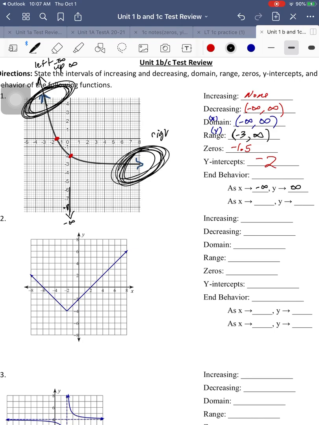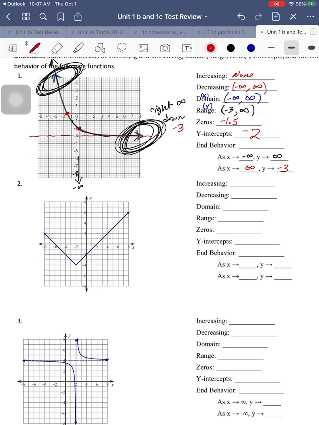Now looking at the right side of the graph, which two directions is it going? It's going right, and if you follow it from left to right, it's going down. How far right will it go? It's going to go to positive infinity. How low will it go? Remember, there's an asymptote that prevents this graph from going any lower. So it's going to approach -3. So as x goes to positive infinity, y approaches -3.